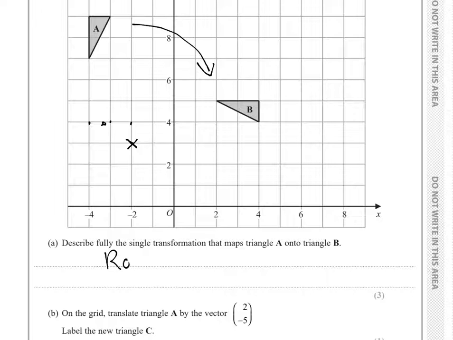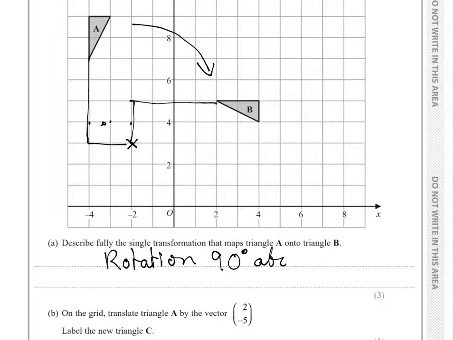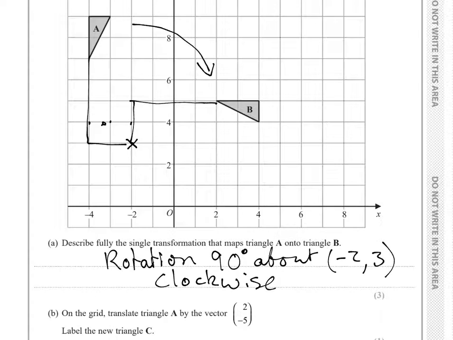So we've got a rotation. You can see that if I rotate that L there, that's a rotation 90 degrees about the point -2, 3. And we're going clockwise. And there's my 3 marks.